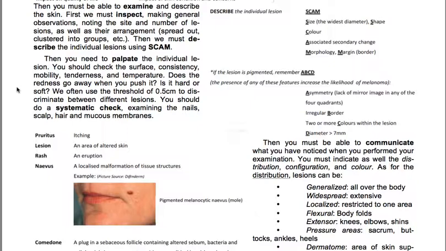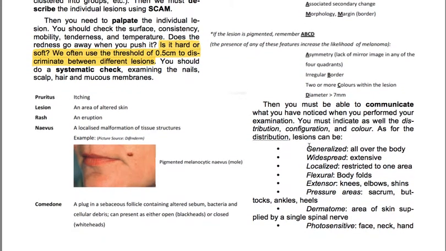Then you need to palpate the individual lesions. You should check the surface consistency, mobility, tenderness, and temperature. Does the redness go away when you push it? Is it hard or soft? You often use the threshold of 0.5 centimeters to discriminate between different lesions. You should do a systemic check examining the nails, scalp hair, and mucous membranes. Then you must be able to communicate what you have noticed when you perform the oral examination. You must indicate as well the distribution, configuration, and color.